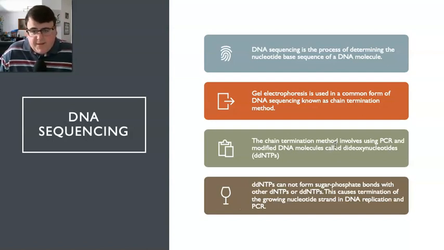That means when you get to a ddNTP, the creation of a new DNA molecule stops. And therefore we know wherever it stopped, whatever ddNTP we're using, so maybe it's a ddNTP for adenine, we know if it stops there, then that was the last adenine needed. So how does this all work with DNA sequencing?